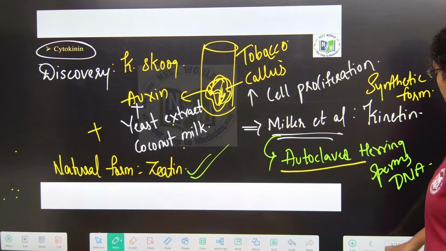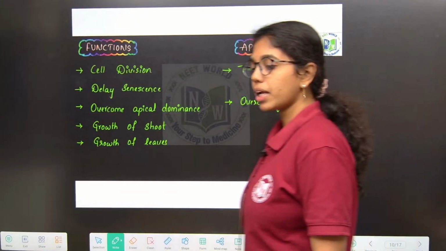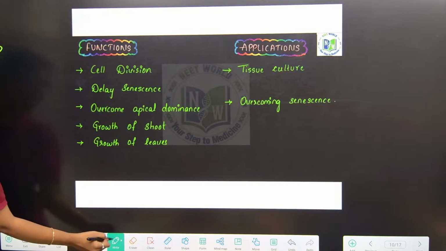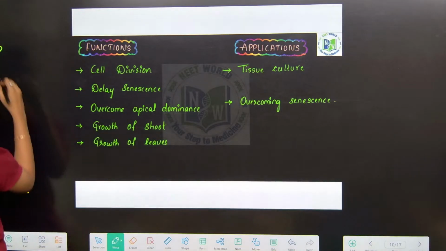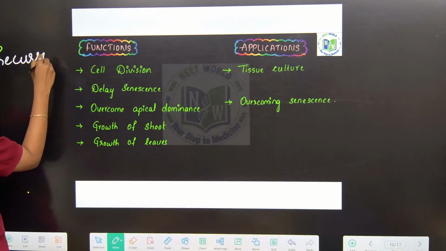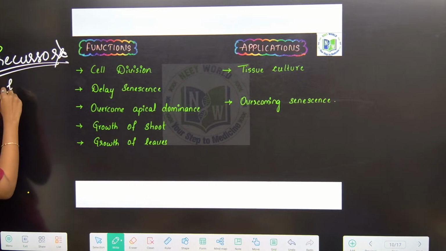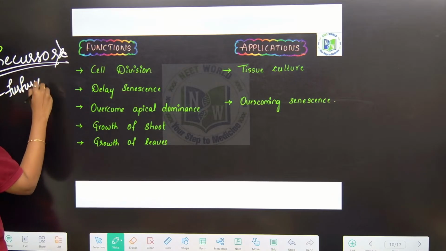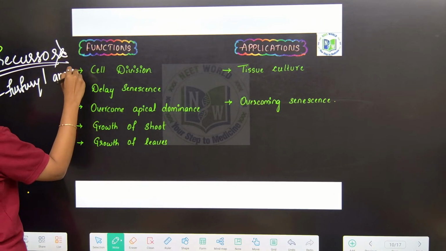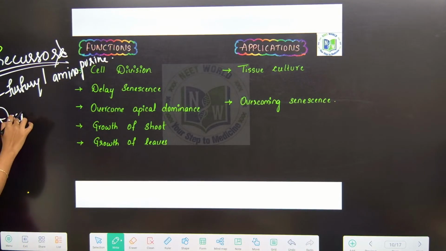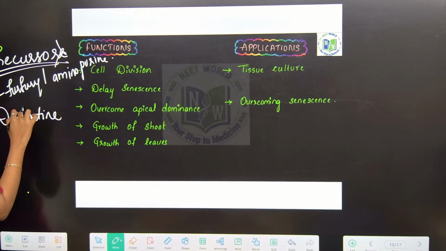Now, derivatives and precursor of cytokinin. Precursor is adenine, and derivatives are also adenine, but this we call N6-furfuryl aminopurine. Precursor is adenine only, but it is said as what? N6-furfuryl aminopurine. And these are the derivatives of what? Adenine, which is a nitrogenous base, you know, right?